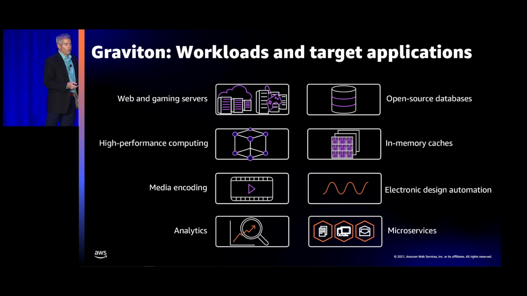families? So web and gaming services, our open source databases, media encoding, in-memory caches, and even electronic design and automation, EDA, for those doing silicon design and testing. And we ourselves eat our own dog food. This is also utilized by us for the development of some of our silicon and processors. We've continued to innovate here, and we now have that complete portfolio, as I mentioned, the M6G, T4G, C6G, R6G, X2GD, and the G5G instances.